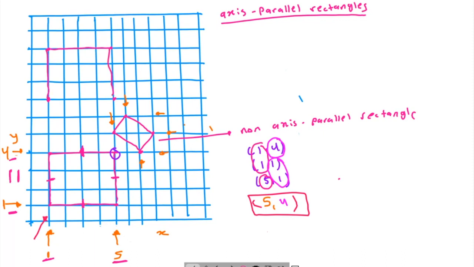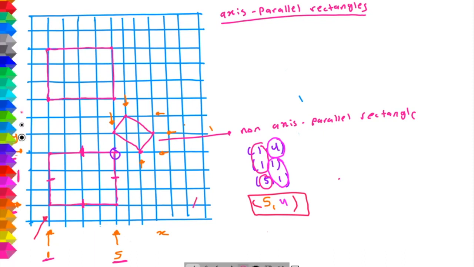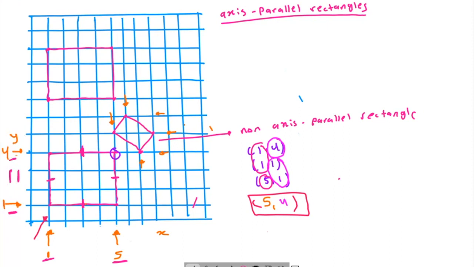Say we draw another rectangle just a little bit higher of the exact same size and type. Then, in this case, we see that there are 4 points on the line x equal to 1, namely this point, this point, this point, and this point. And there are 4 points on x equal to 5: this point, this point, this point, and this point.